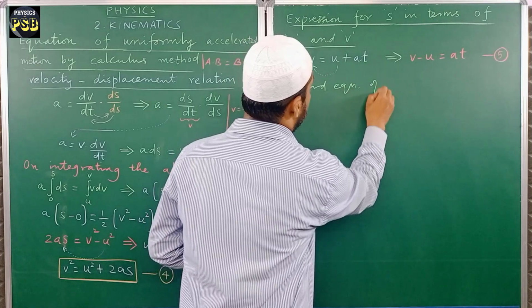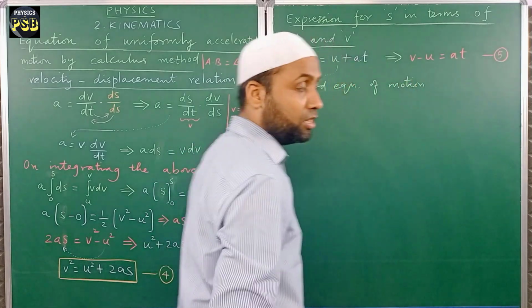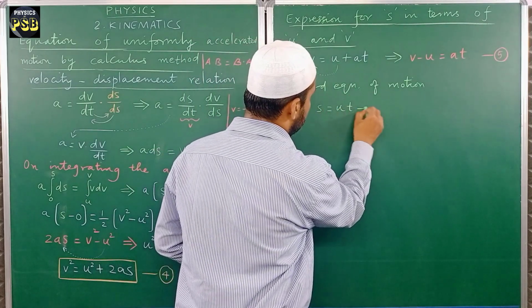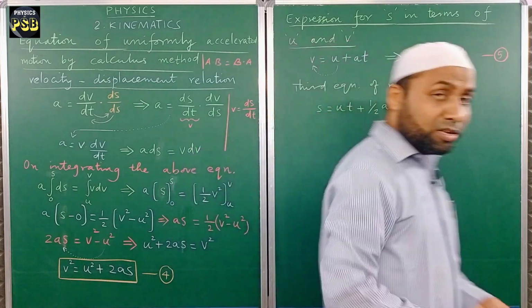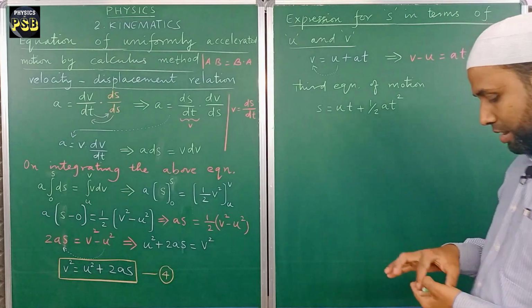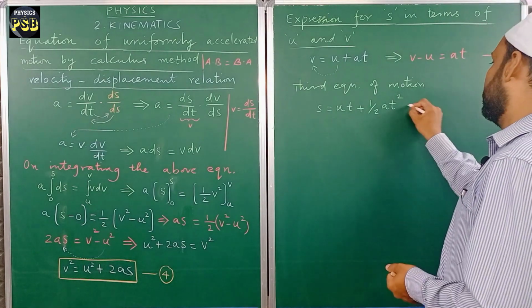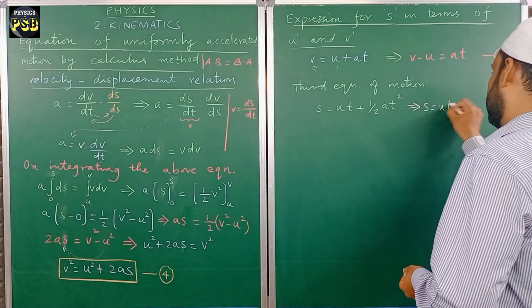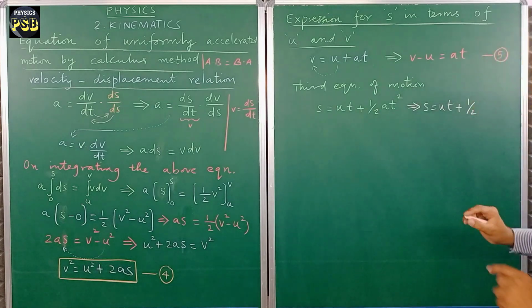Third equation of motion: S equals ut plus half at square. To this equation, I am going to make certain changes. I will modify it. What is that modification? See, ut is kept as such, and half is also kept as such.